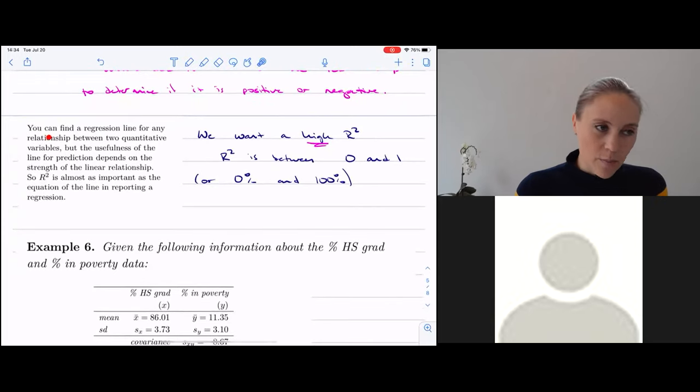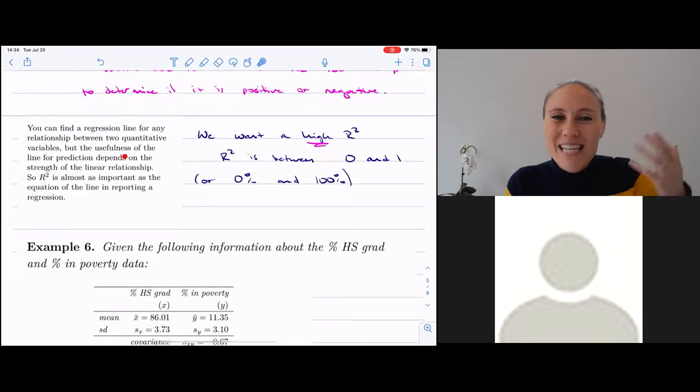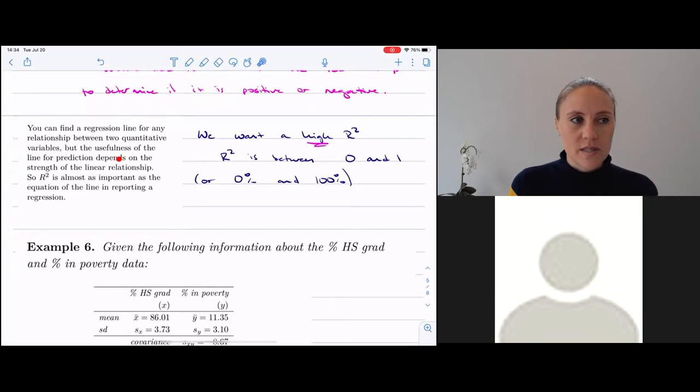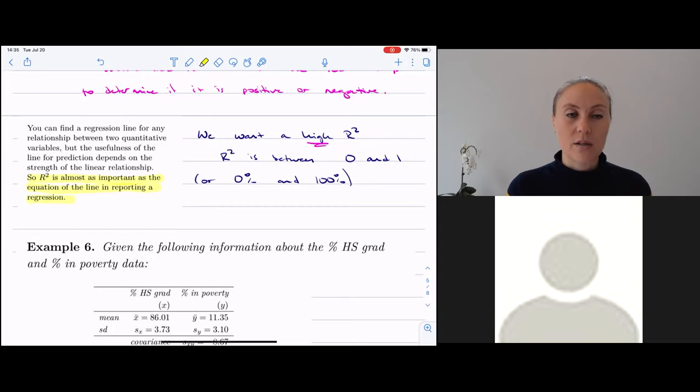Just remember that you can find a regression line for any relationship between two quantitative or numerical variables. Why did I say quantitative there? That sounds weird. I've been saying numerical. Oh well, we're flexible. But the usefulness of the line depends on the strength of the linear relationship. That's where the R squared comes in, because it captures the strength of the linear relationship. So the R squared is almost as important as the equation of the line in reporting a regression.